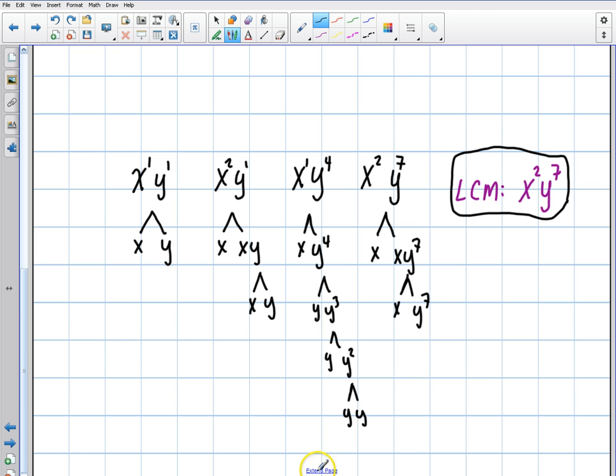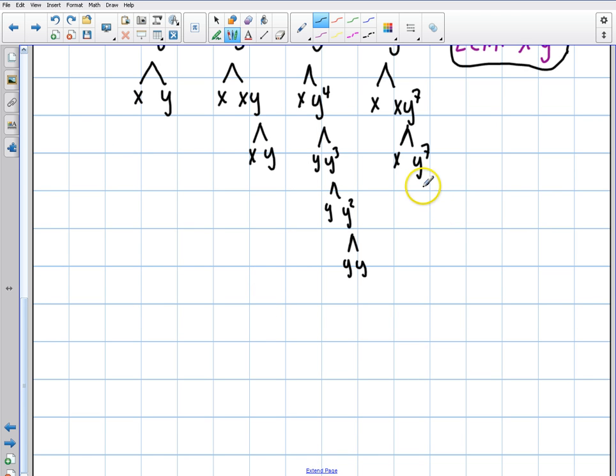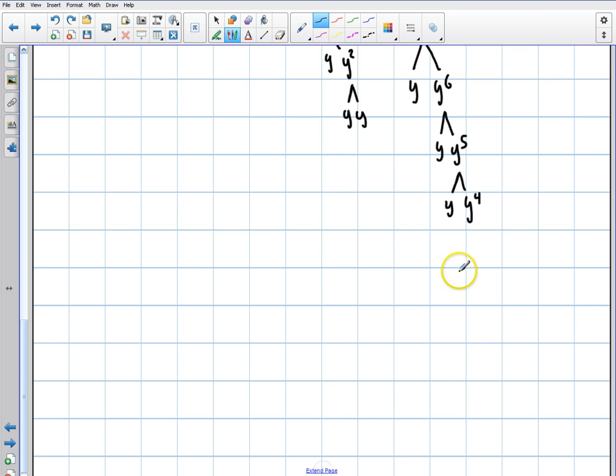Let me just zoom down here. This is going to be one of those long problems again. I have y and y to the 6th. I have y and y to the 5th. I have y and y to the 4th. Wow, still going. I have y and y to the 3rd. I have y and y squared. And I have y and y.